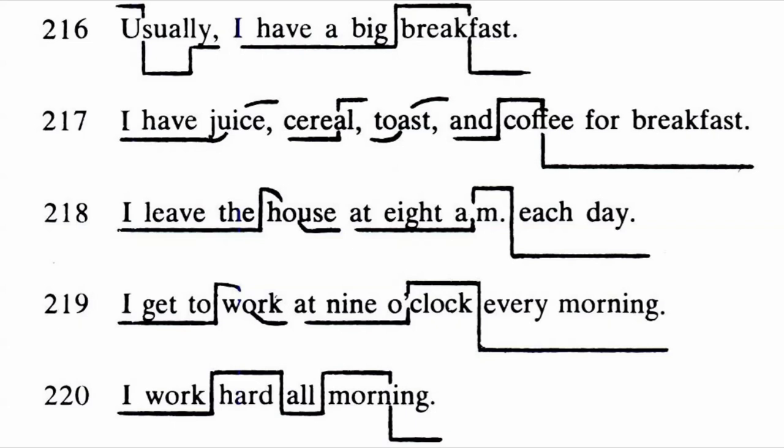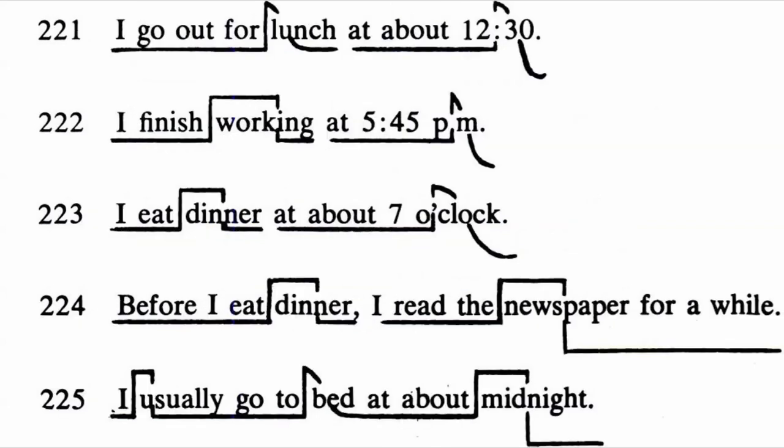I leave the house at 8 a.m. each day. I get to work at 9 o'clock every morning. I work hard all morning. I go out for lunch at about 12:30. I finish working at 5:45 p.m. I eat dinner at about 7 o'clock. Before I eat dinner, I read the newspaper for a while. I usually go to bed at about midnight.